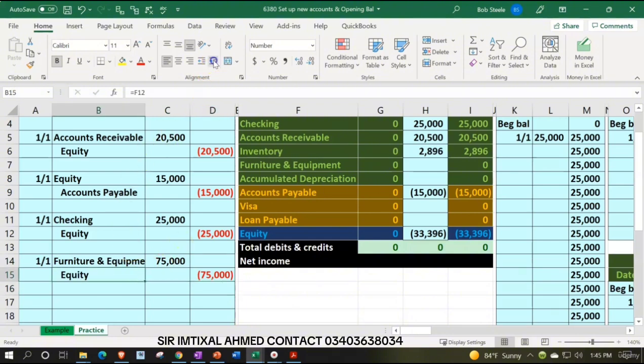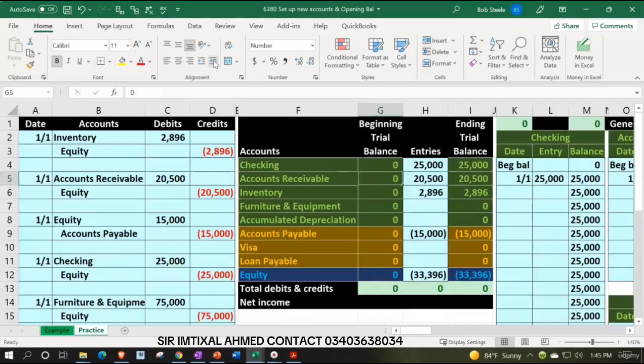Let's put an indentation in there. So we're going to Alignment and Indentation. And then we've got the furniture and equipment. Let's post it out to the trusty TB. Trial balance first. Furniture and equipment will be equal to, picking up that 75,000. So now we've got that beginning balance.